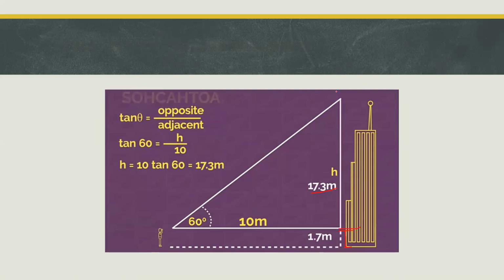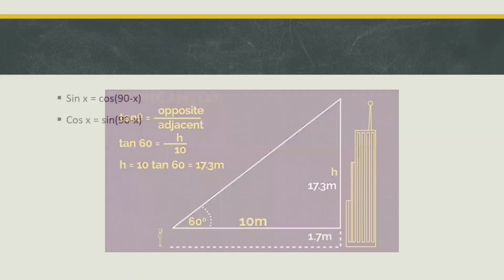I found the length of this portion, but this portion is still left. So I'll add my own height, if this is me, or whatever the height of the person is given, to the height I found to get the total height, which is 19 meters. The building is 19 meters tall.